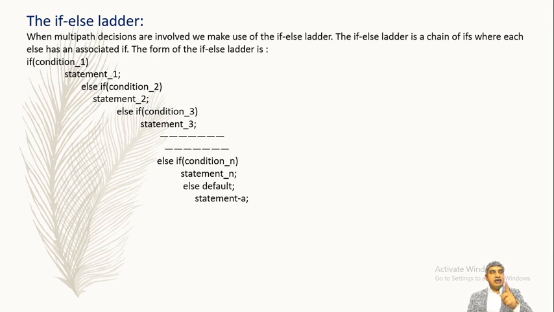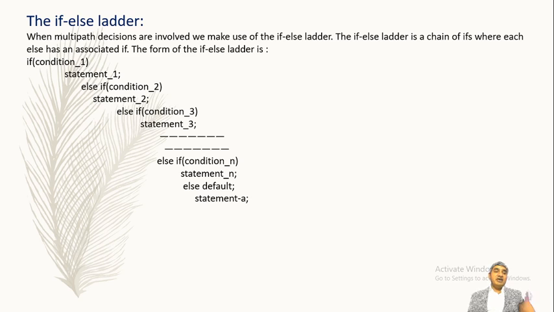Else, if condition 2 is true, statement 2 is executed. Else, if condition 3 is true, statement 3 is executed. Else, if condition n is true, then statement n is executed. If all these conditions are false, by default statement A is executed.